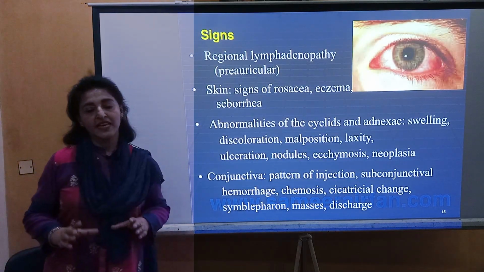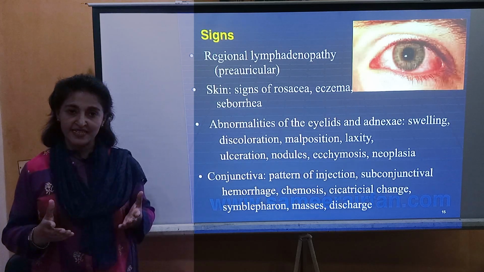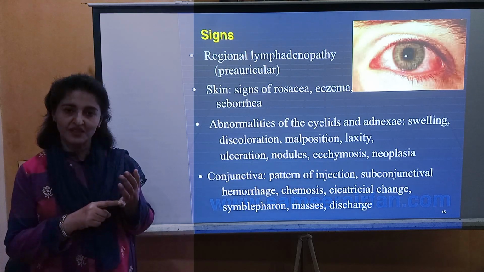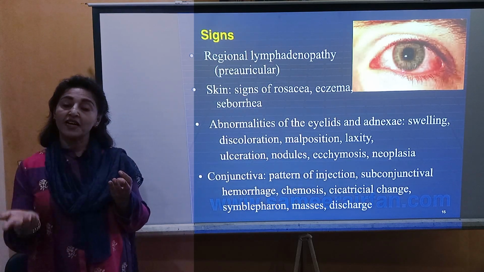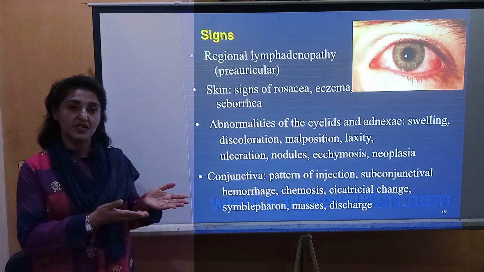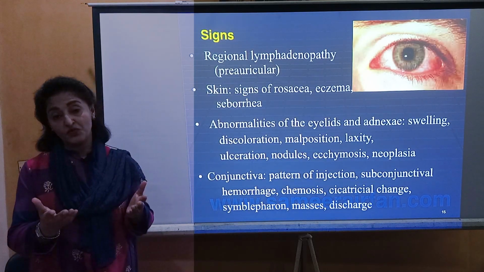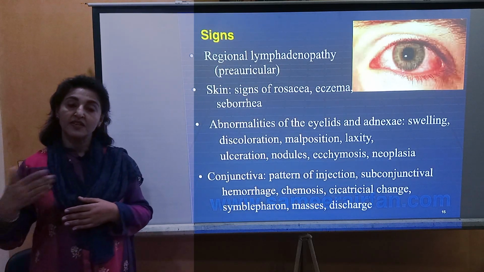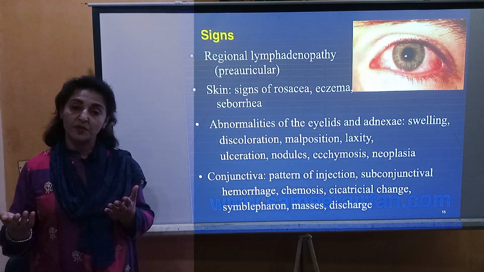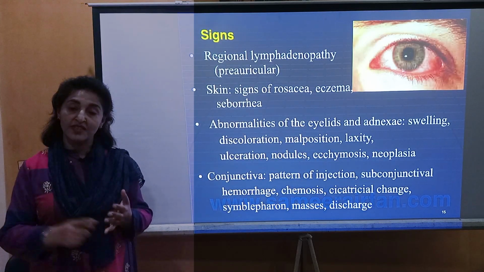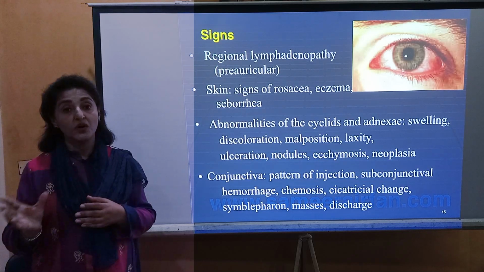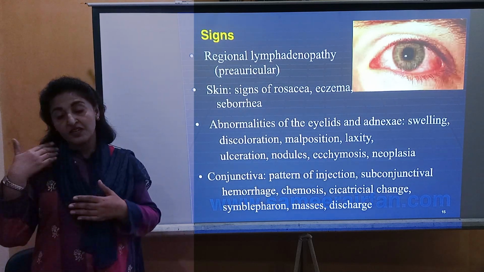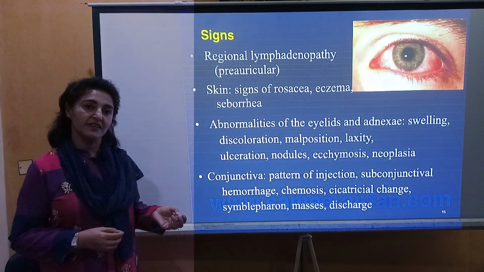And once you have taken the history, you form an idea: am I looking for a viral problem, or is it allergic, or is it bacterial? With that perspective in mind, when the patient is there on the slit lamp, you look for those signs. And if the patient has already used treatment like other anti-inflammatory agents like steroids, then you have to look for the complications caused by those eye drops as well. So with that information in mind, you start assessing the patients.